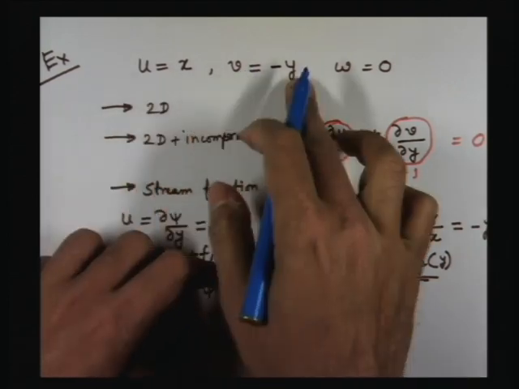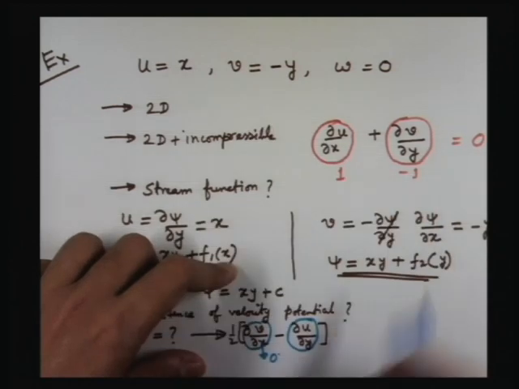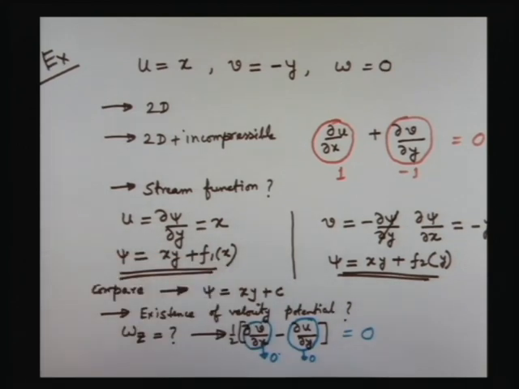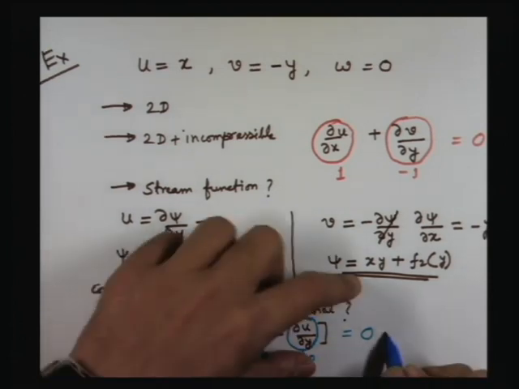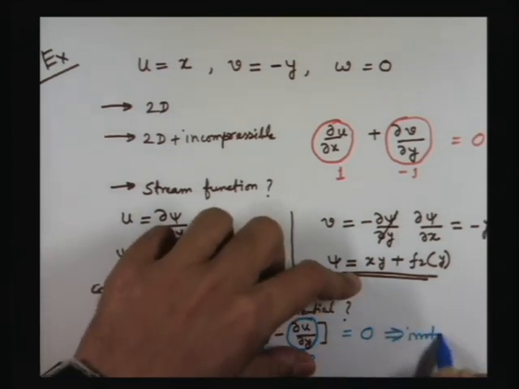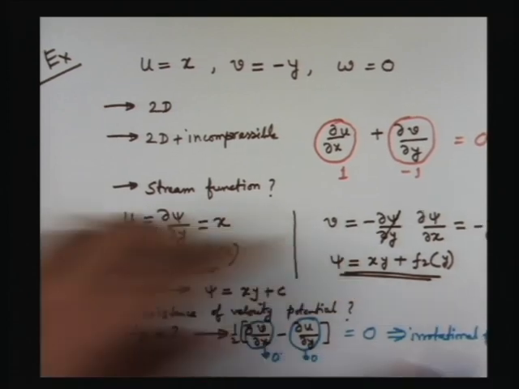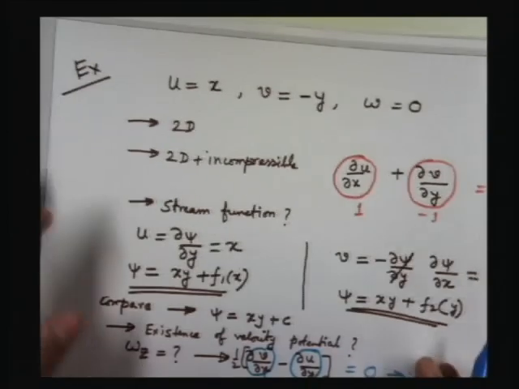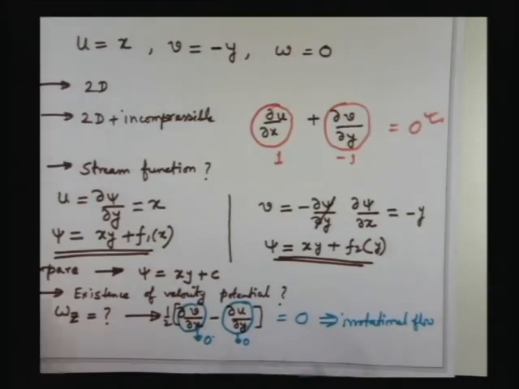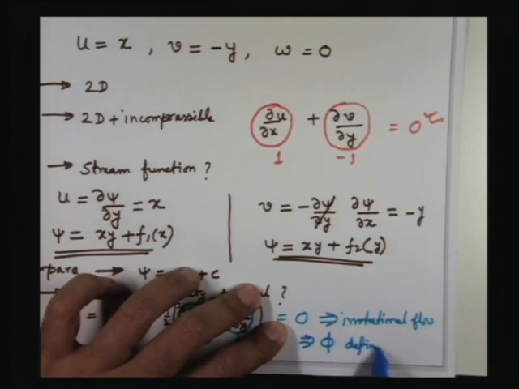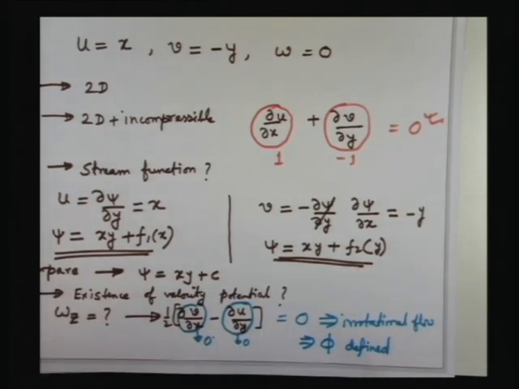See, v is minus y, so del v del x is 0. u is equal to x. Therefore, del u del y is also 0. So this becomes 0. That means it is an irrotational flow. Because it is an irrotational flow, you must have phi defined. So let us find out what is phi.